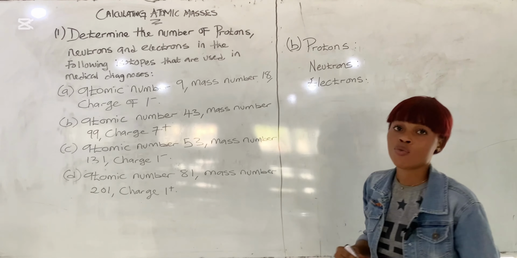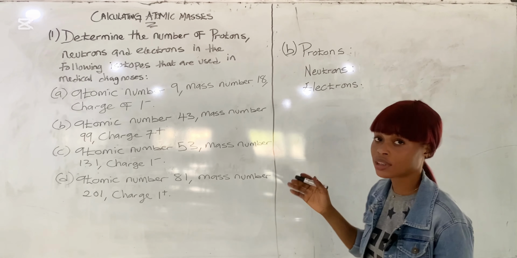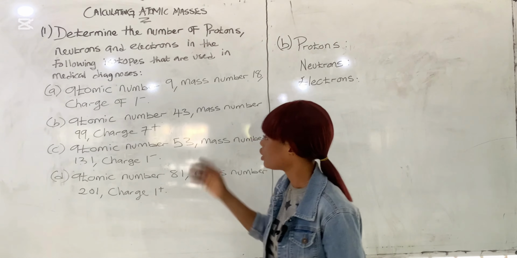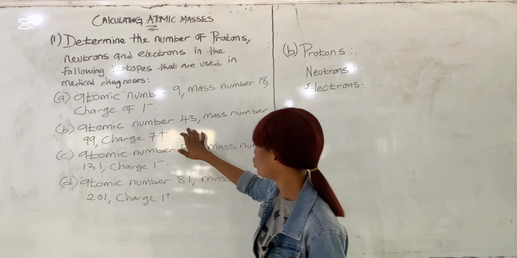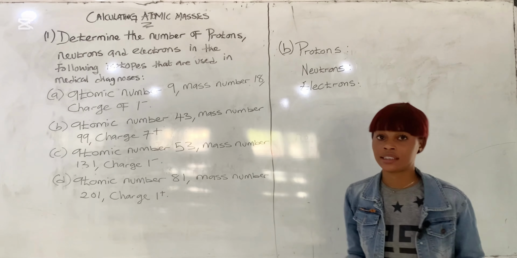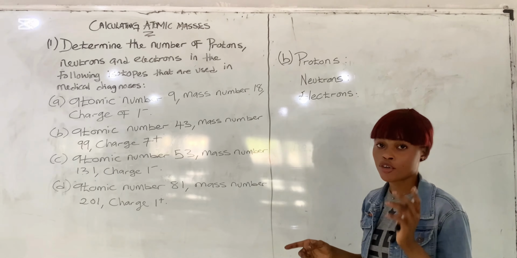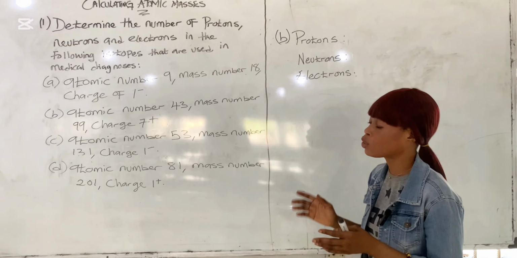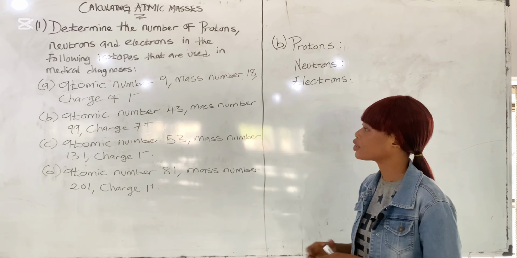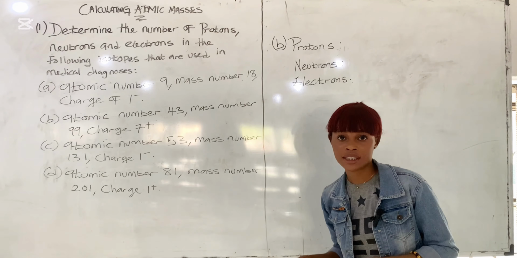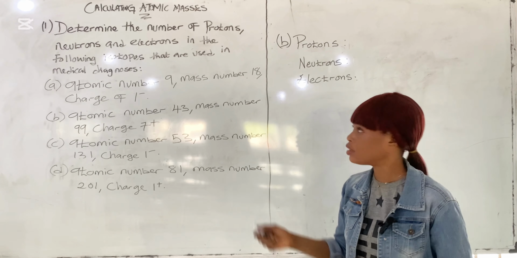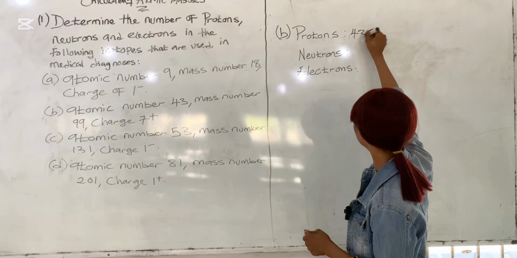So it's the same thing. We're calculating the number of protons, neutrons, and electrons for B. B says this element has an atomic number of 43, a mass number of 99, and a charge of plus 7. So what is the number of protons? Remember that the number of protons is equal to the atomic number. So if the atomic number is 43, the number of protons is also 43.